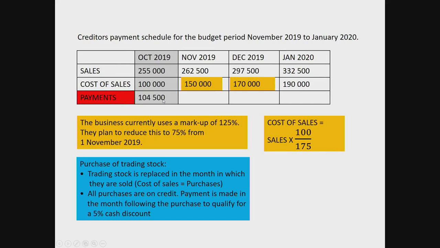So that 104,000, and as you can see, 255 minus 100 does not give you 104,000. That is a payment that you made to a creditor for the items that you bought on credit in September. Because according to the payment policy, it says payment is made in the month following. So if you're buying on credit in September, then we're paying them in October. If we're buying on credit in October, we're paying them in November. If we're buying in November, we're paying them in December. And if we're buying in December, we're paying them in January, but subject to a 5% cash discount.